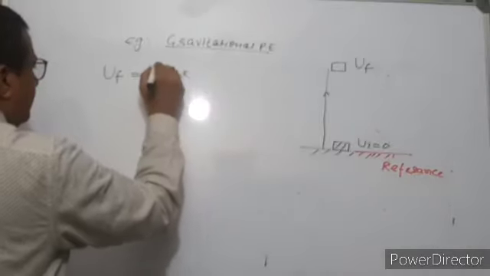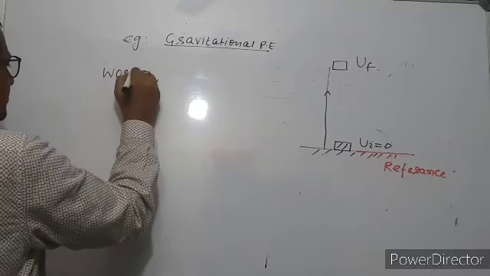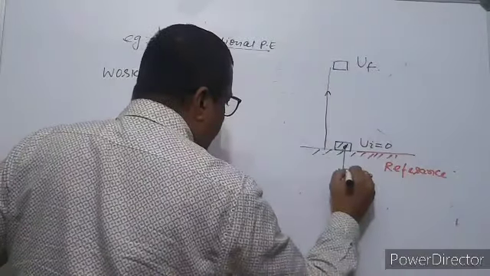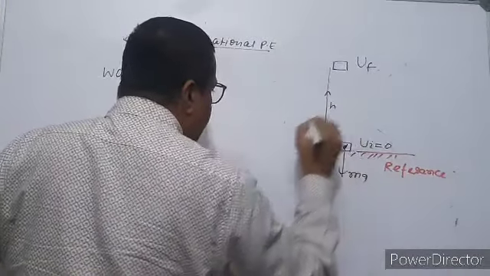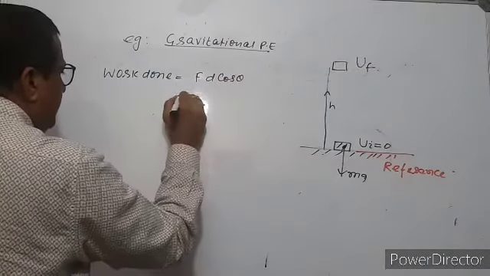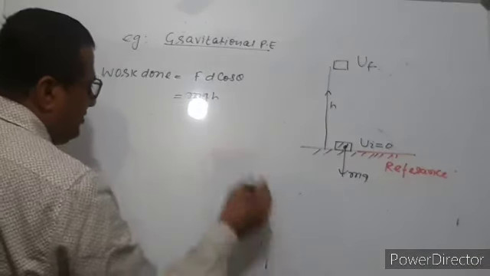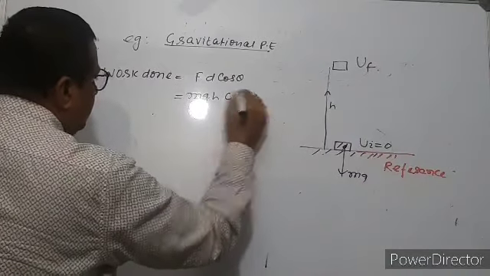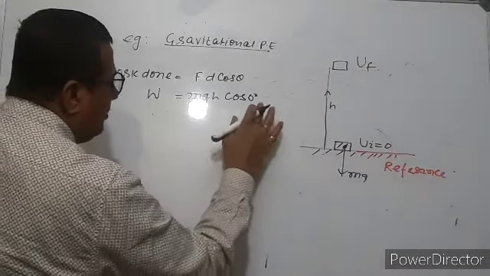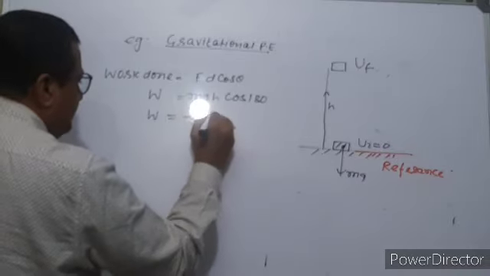minus of work done, or first of all find out work done. Work done is equal to, mg is downward, this is the h height, so F d cos theta, this will be equal to mg, h is upward, mg is downward, so this will be equal to cos 0 degree. Work done is equal to, cos 0 degree, no, cos 180 degree. So W is equal to minus mgh.